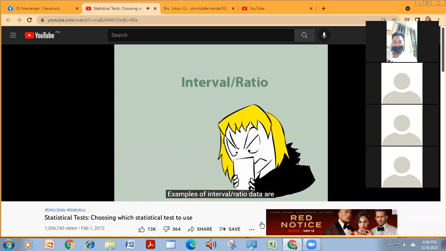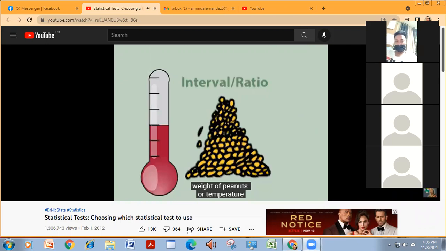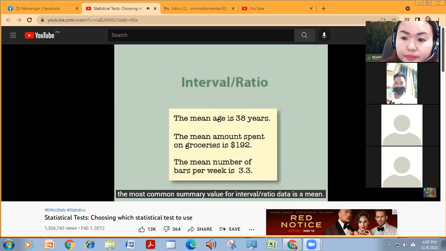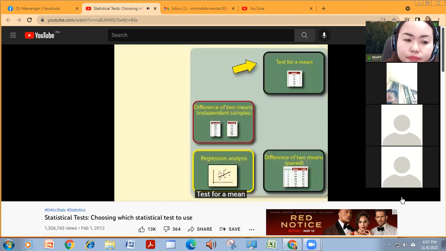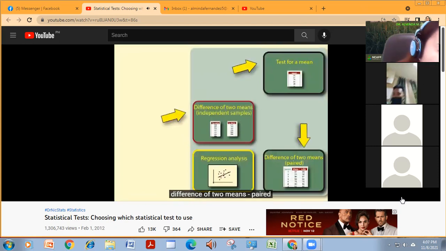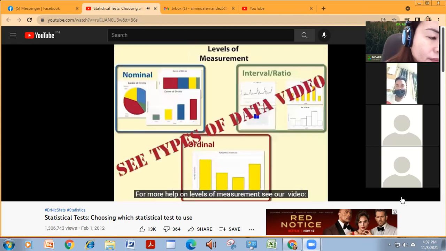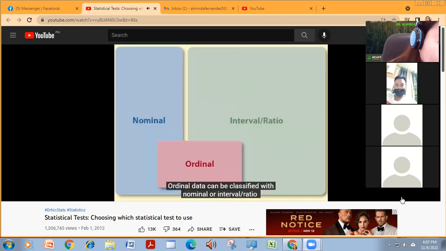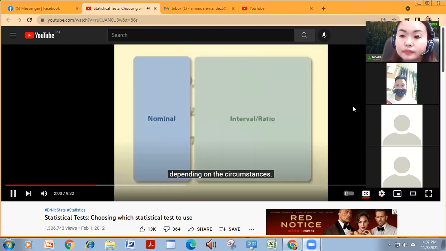Daily sales figures for Choconutties, weight of peanuts, or temperature. The most common summary value for interval ratio data is a mean. Tests that involve interval ratio data are test for a mean, difference of two means independent samples, difference of two means paired, and regression analysis. For more help on levels of measurement, see our video, Types of Data, Nominal, Ordinal, Interval Ratio. Ordinal data can be classified with nominal or interval ratio depending on the circumstances.